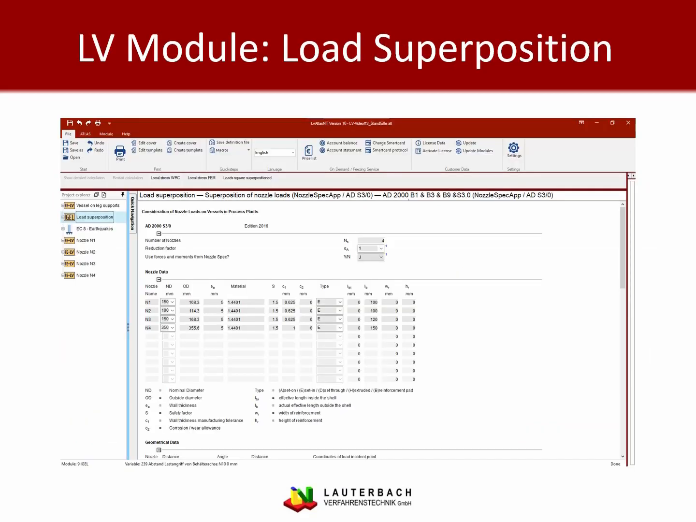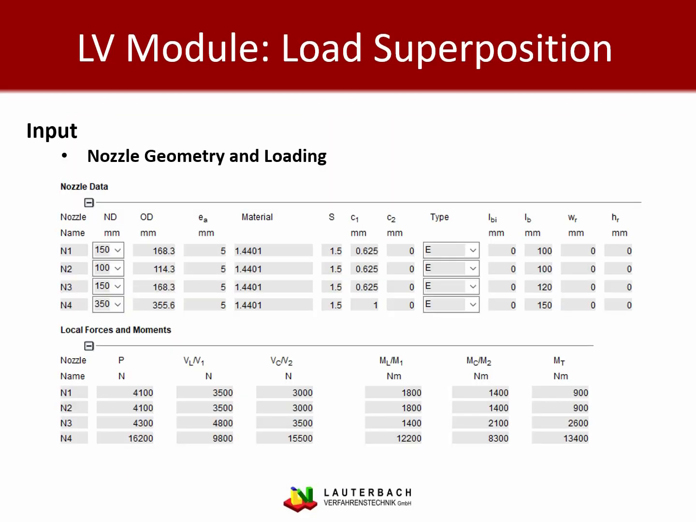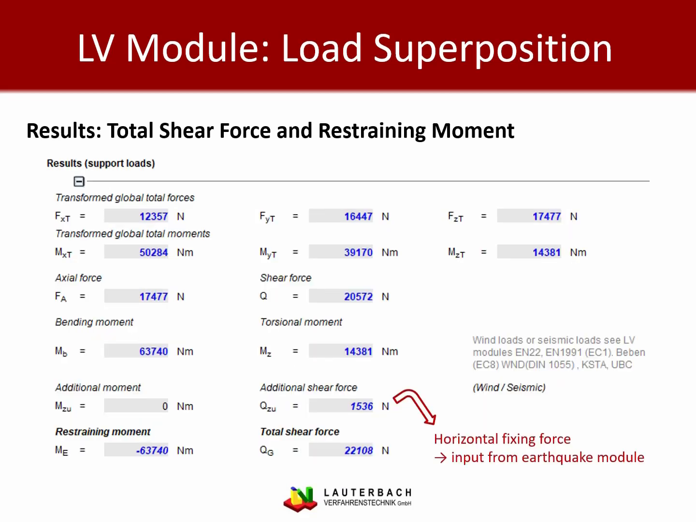Then we go on to the load superposition module. We put in the nozzle geometry and the loading, which are the most important inputs in this module. Of course, there are many other inputs as well that are necessary. And here you can see the results table of this module. On the right bottom side, you can see the additional shear force, which is the input from the earthquake module before. And as I already mentioned, if we make changes in the earthquake module, and especially this value will change in the earthquake module, all the changes will also be applied to this value right here.